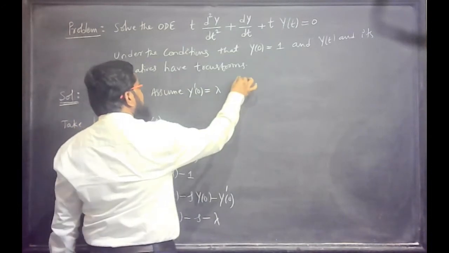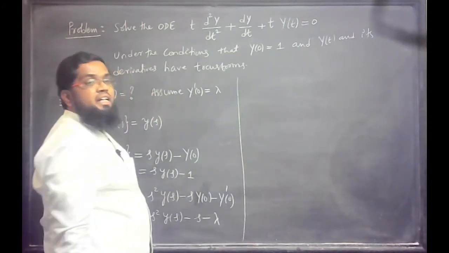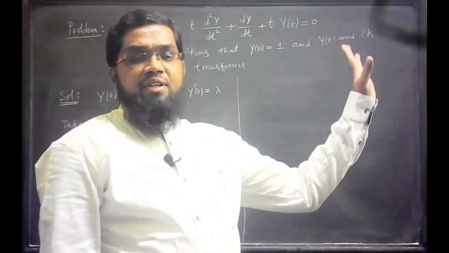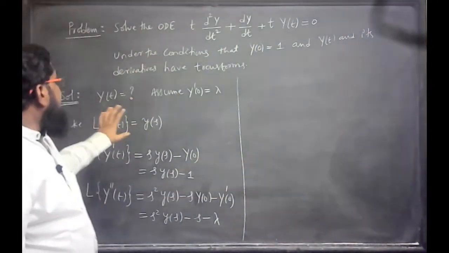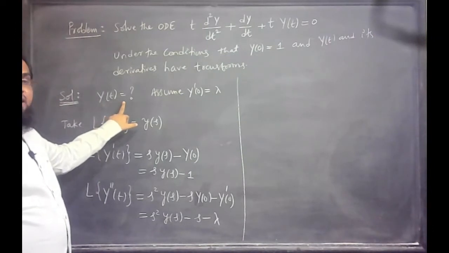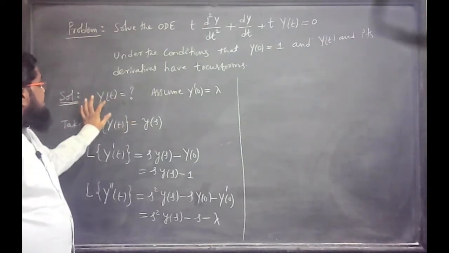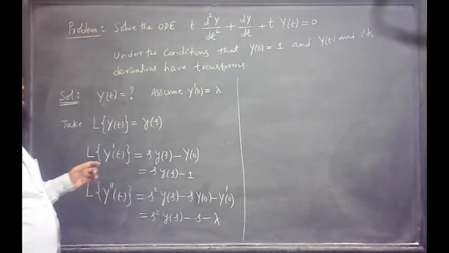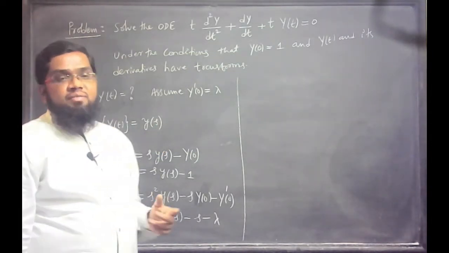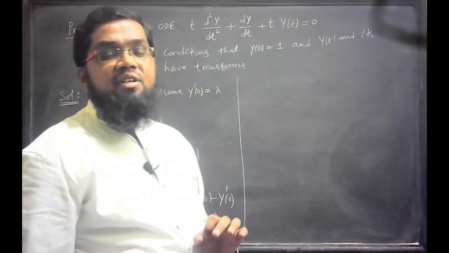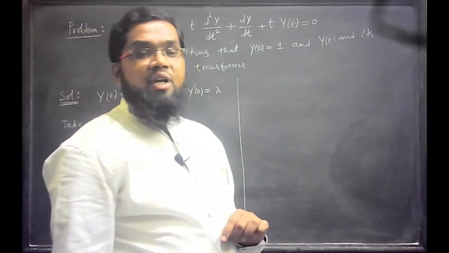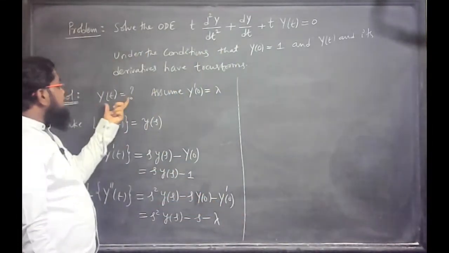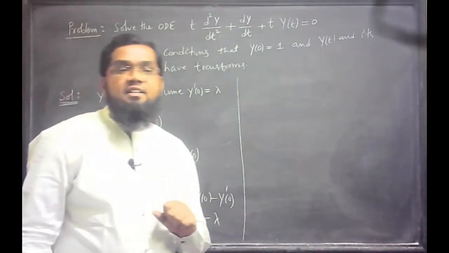Okay. Now let's see what to do. What have I done here? Up to now, what we have done is: in the given differential equation we have to find the function y. I need to determine y. So let's say I take the Laplace transformation and get y of s. If I somehow determine y of s, then taking the inverse Laplace transform will give us the answer we want. That is the main idea. Okay.